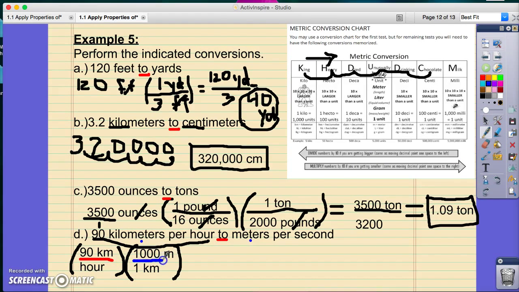All right, we're going to cross out the units as I go. We want kilometer, we have kilometer and meter. Kilometer goes in the denominator because now, watch this, kilometers goes away. So now I have kilometers to meters.